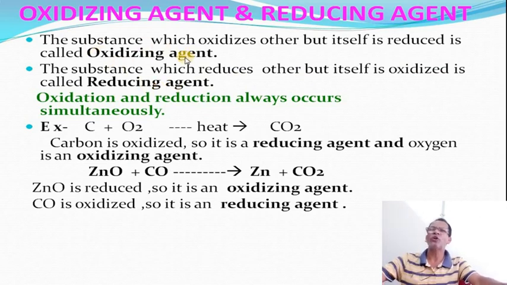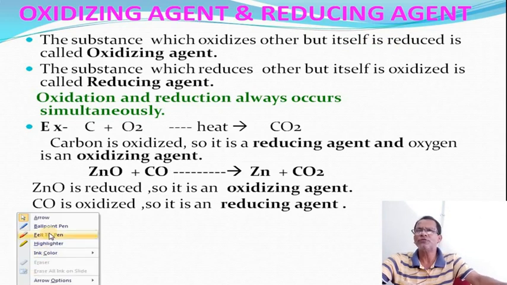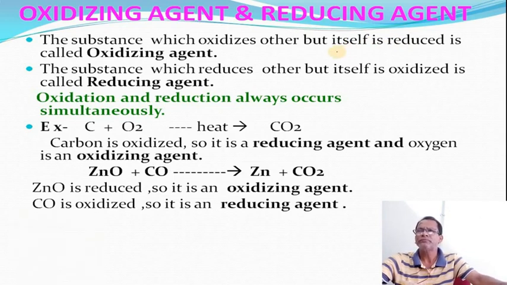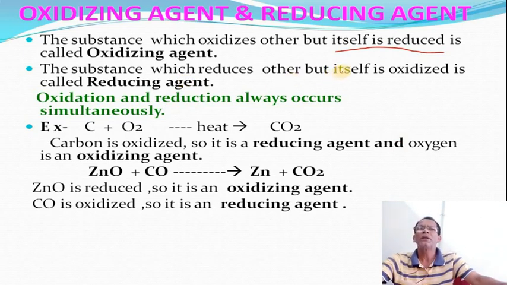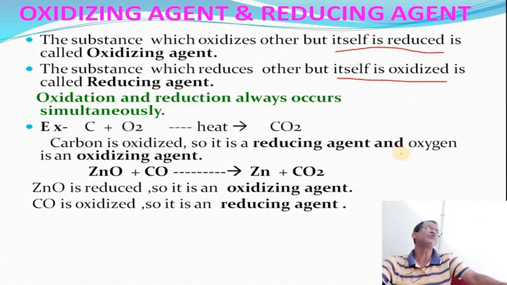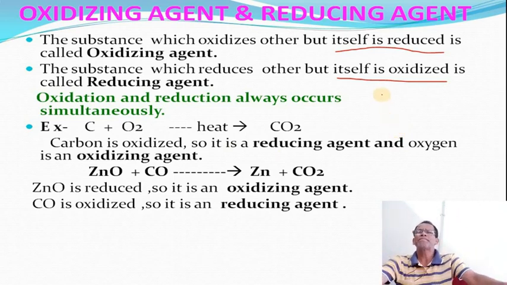That means oxidizing agent means itself is reduced. That is very important, itself is reduced. That is the important definition of oxidizing agent. Similarly, reducing agent means itself is oxidized. These are two important points: oxidizing agent means itself is reduced, and reducing agent means itself is oxidized.